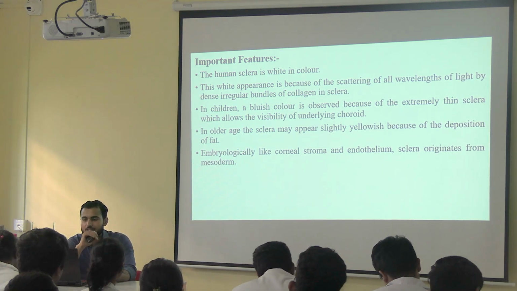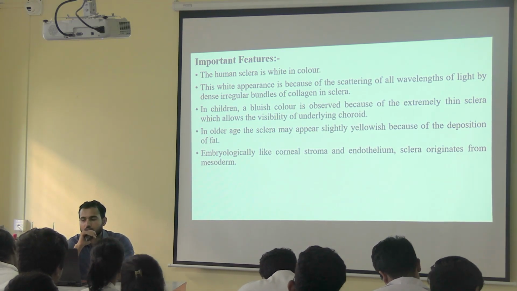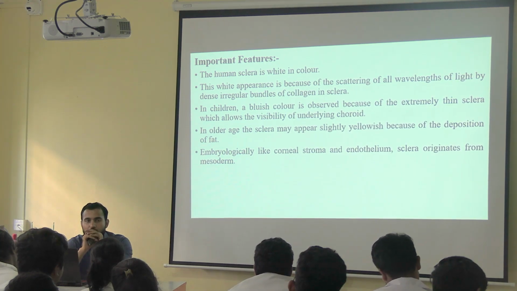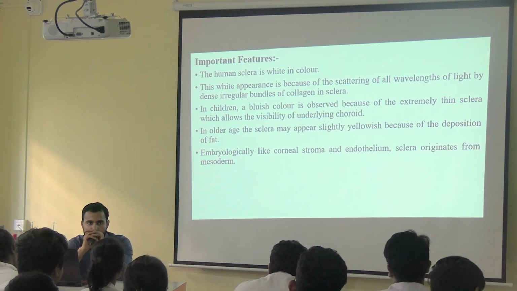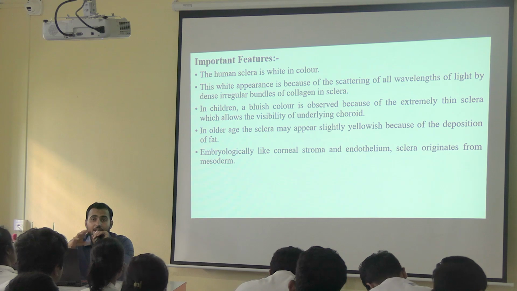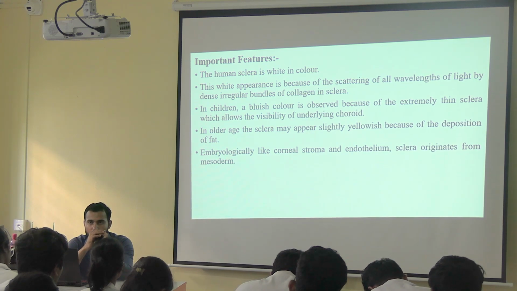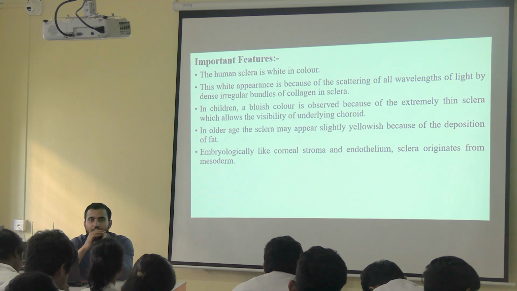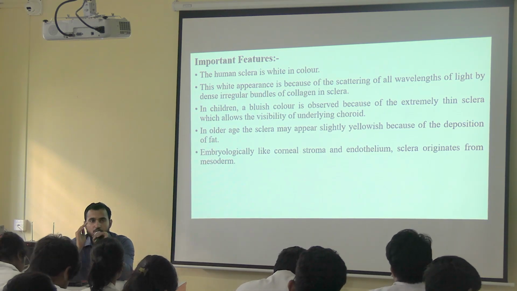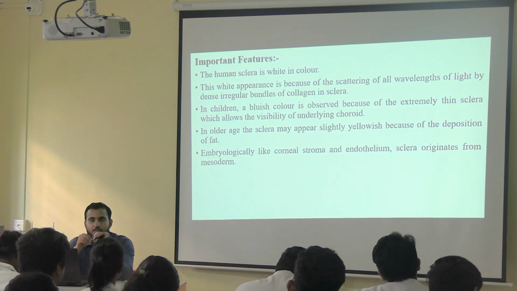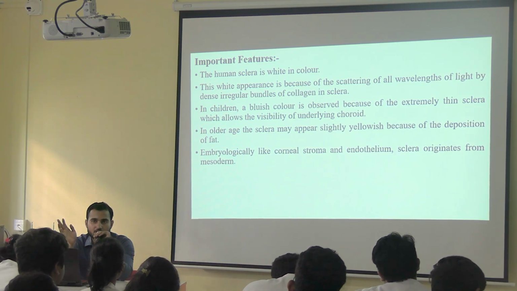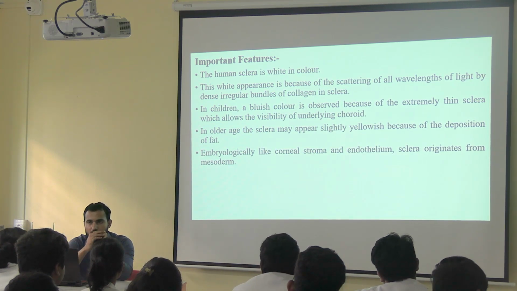As you can see, the human sclera is white. Why? Because of the scattering of all wavelengths of light by the dense bundle of collagen fibers. Okay, and they are also irregularly arranged. So the collagen fibers in the sclera are irregularly arranged. Due to that, when light falls on them, it gets scattered in all different wavelengths. That's why it appears white in nature.